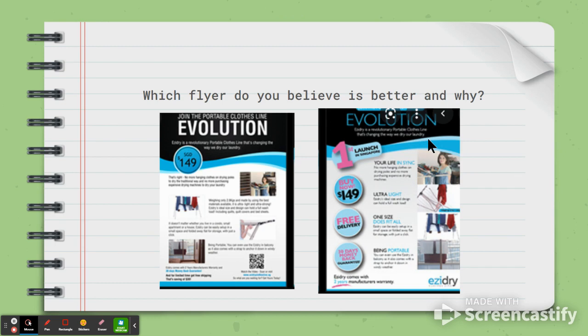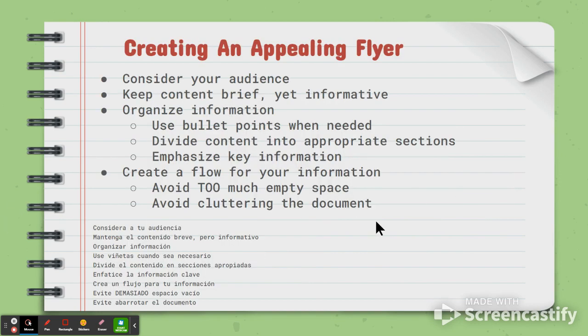So when you get ready to create your flyers or your documents, whatever it is, you want to think about how you are going to catch the eye of an audience. To me, this one works out a lot better because it's more organized. It has different colors in there to capture our eye. And to me, it's easier to read. This one's a winner. All right, so let's think about what we can do to create an appealing flyer. I'm going to think about my audience first of all, because your audience is going to help determine what your flyer looks like.